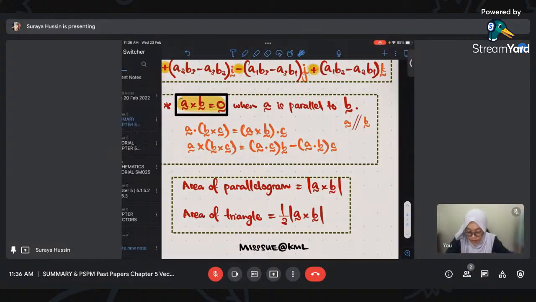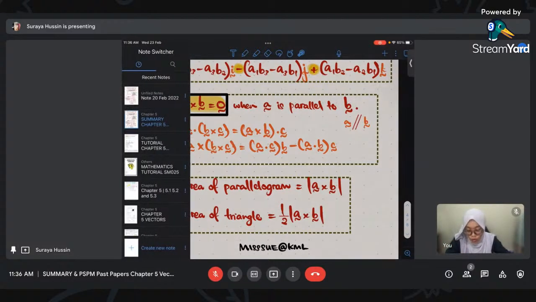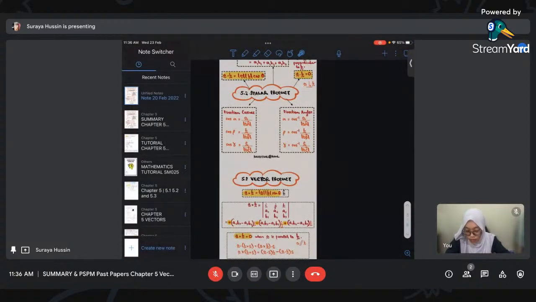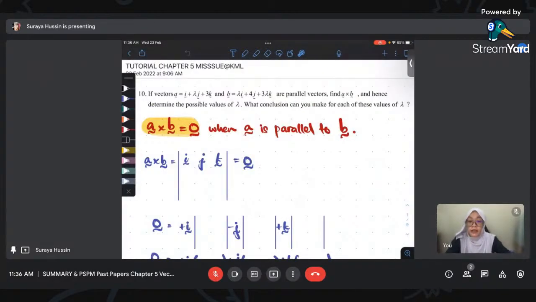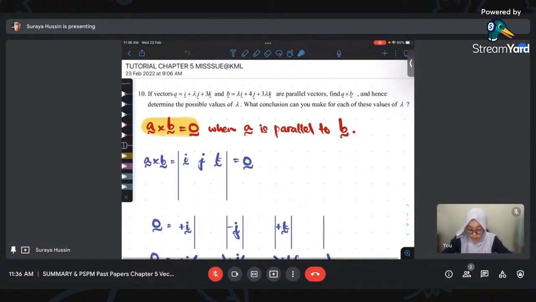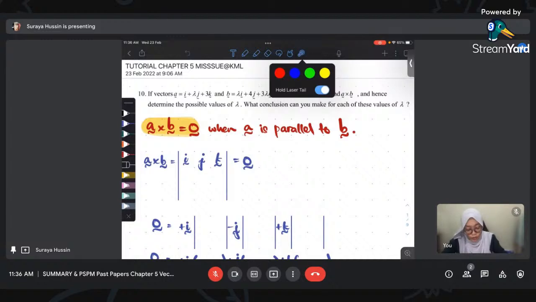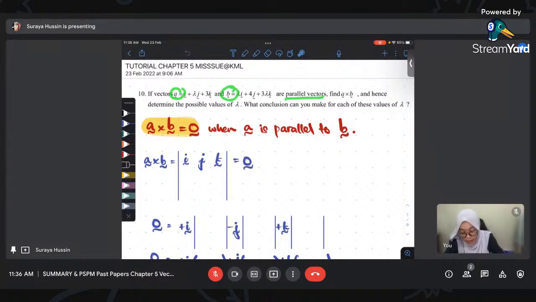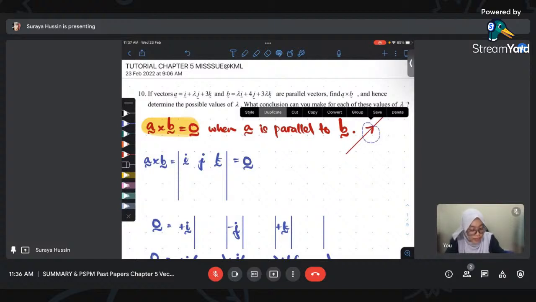Okay, let's go on to the question. Question number 10. So I'll start with question number 10. So kita baca soalan dulu. So if a vector A is this, vector B is this, dia kata a parallel vector. Dia yang kata vector A and B are the parallel vector. Dia yang kata, bukan saya. Okay. Soalan yang cakap dia adalah parallel.